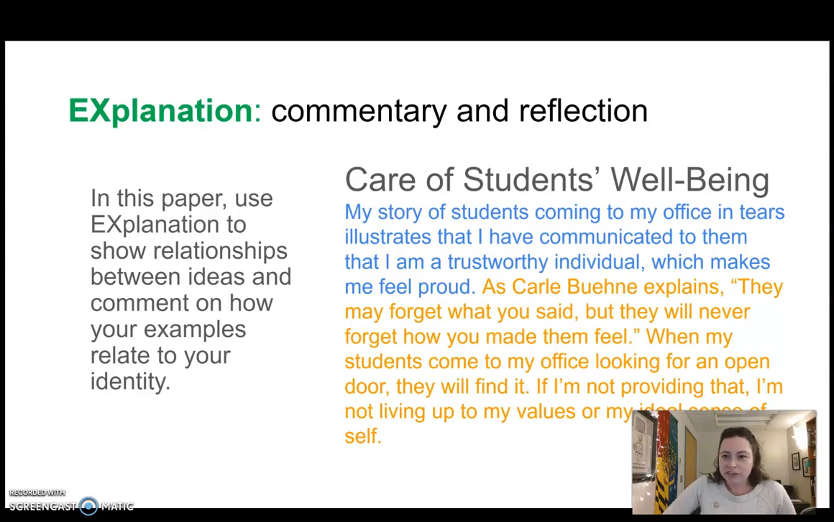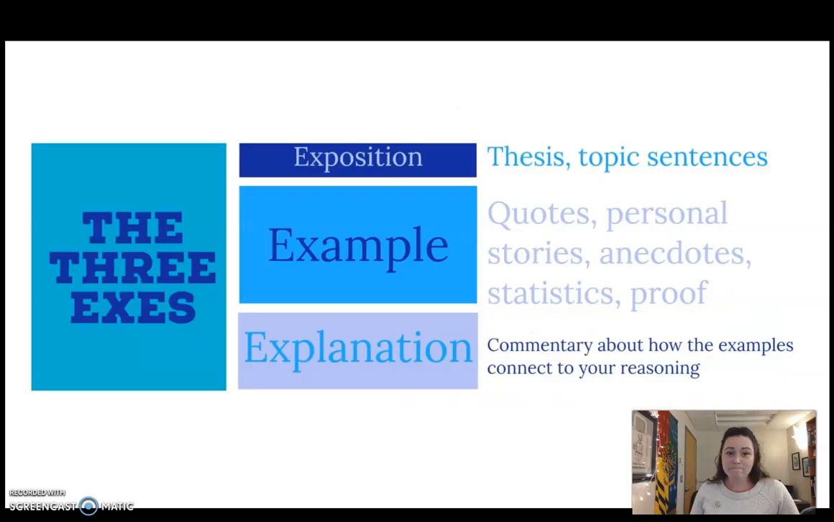My story of students coming to my office in tears illustrates that I have communicated to them that I am a trustworthy individual, which makes me feel proud. That's an explanation of this example. They may forget what you said, but they will never forget how you made them feel. When students come to my office looking for an open door, they will find it. If I'm not providing that, I'm not living up to my values or my ideal sense of self. So explaining the quote is like that bottom piece of bread.